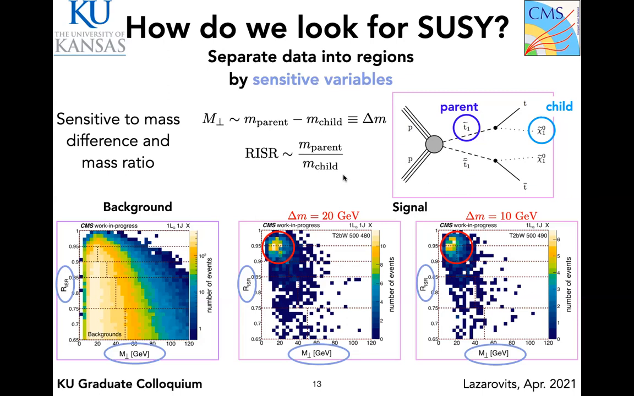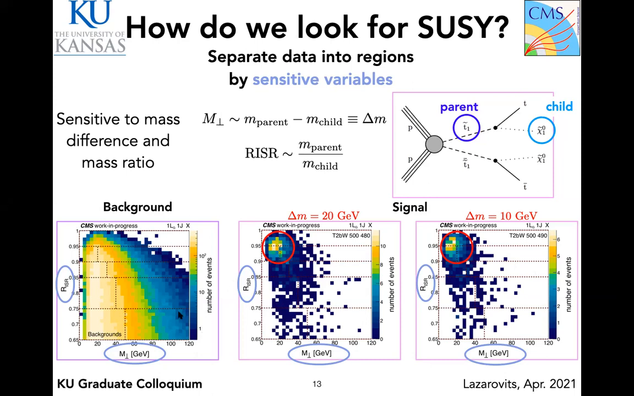There's a lot of math that went into the derivation of these variables. But what you need to know is how differently they behave in background versus signal. And so you can see down here, I've included some plots of just that. On the x-axis for all of these plots, we have the mperp variable. On the y-axis, we have this RISR variable. And the color, or the z-axis, corresponds to how many events are in that little piece of RISR and mperp.